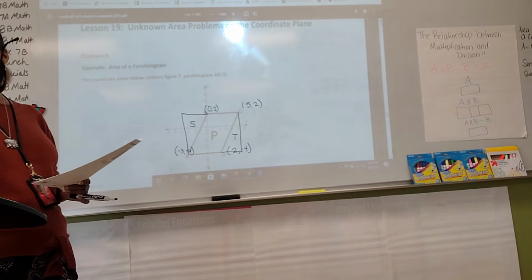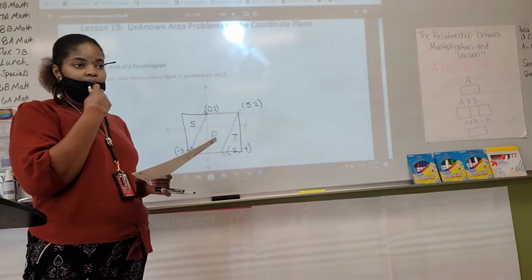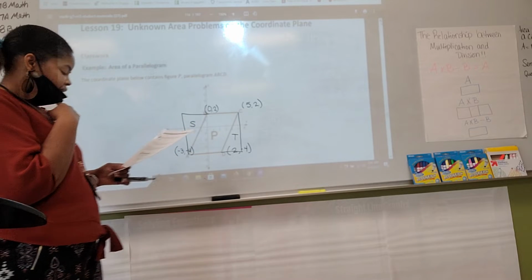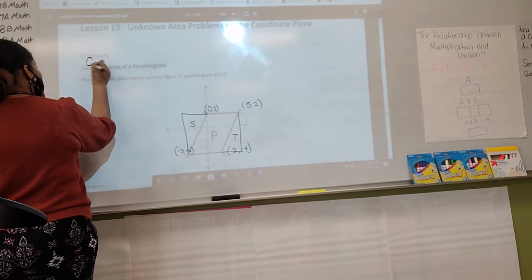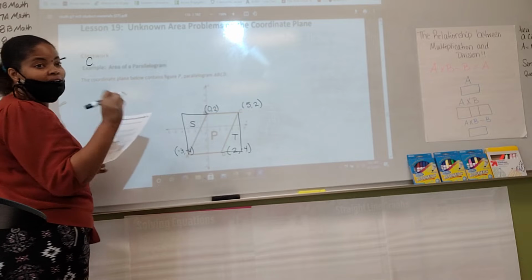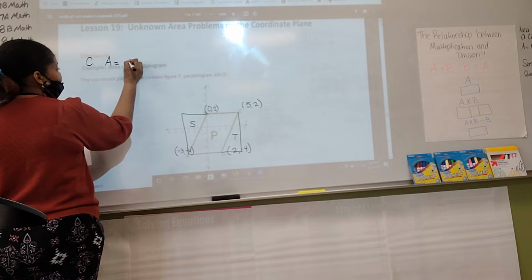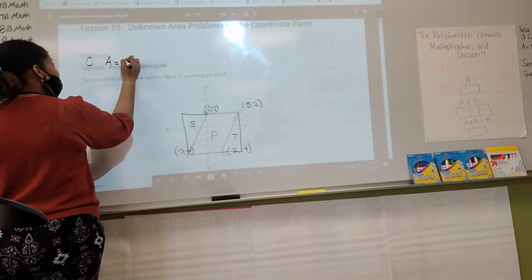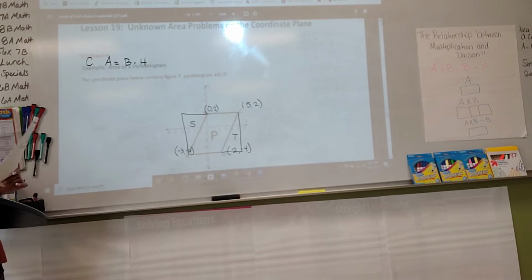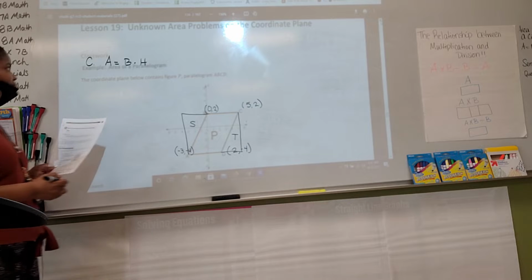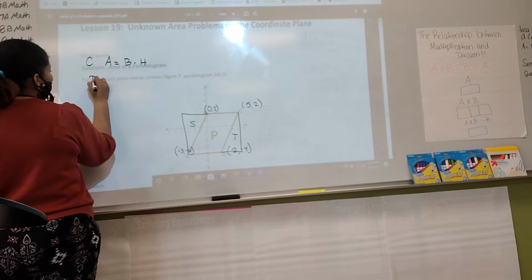Any questions with how I did that? Okay, look at C. It says find the area of the rectangle. So to find the area of the rectangle, we know that the area of the rectangle equals the length times the width. Or, what does that stand for? Base and height. Base times the height. So, they asked us to find the area of the rectangle. What is the base of this rectangle?